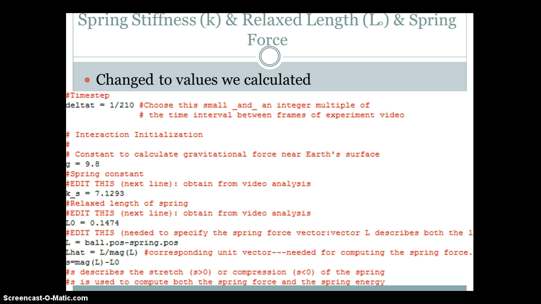Then I changed the K and L naught to what we computed earlier using the Y positions, as you can see here. I then proceeded to change the code to specify the spring force vector. L gives you the length and orientation of the spring. The L vector points from the attachment point to the location of the mass. The spring attachment point is given by spring.pos.